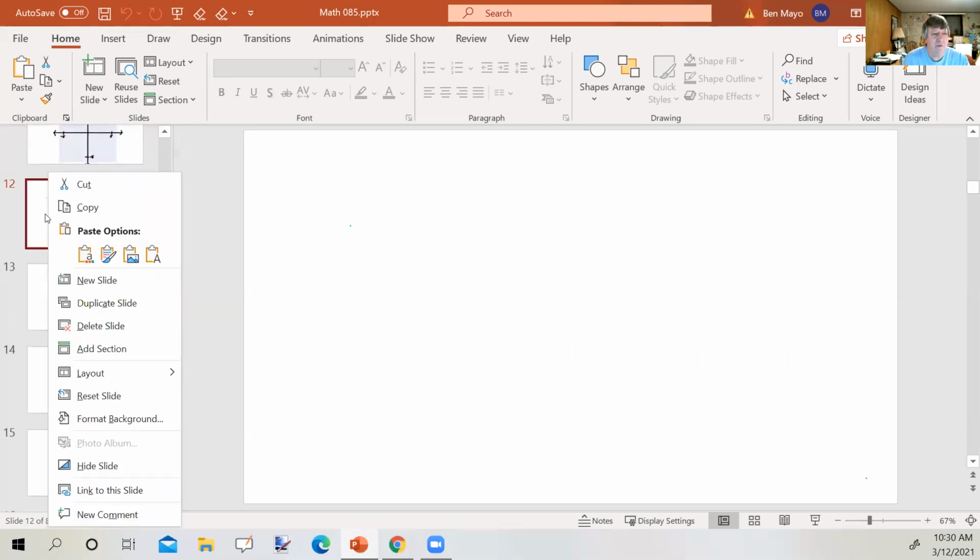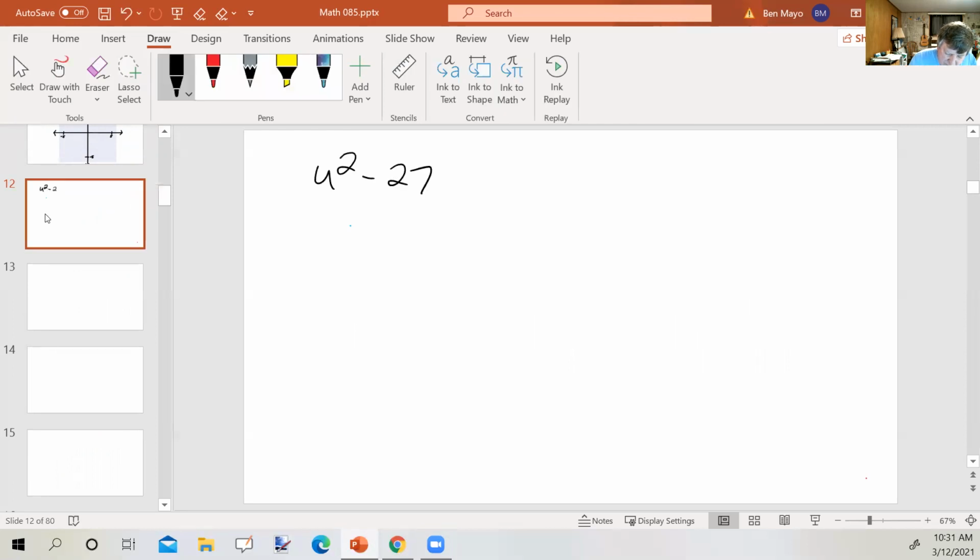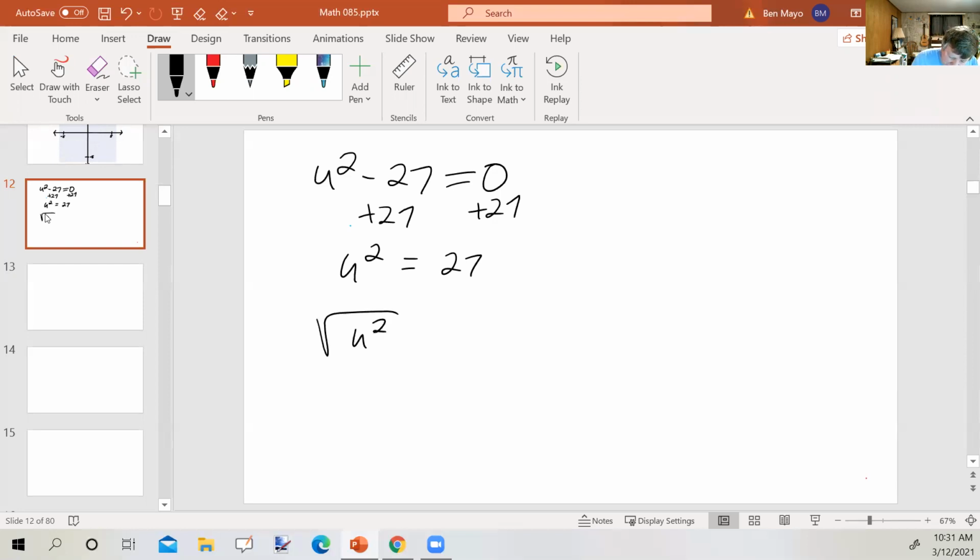And we're going to start off with something called the square root property. So if we have an equation like u squared minus 27 equals 0, for the square root property, we want to get a perfect square on one side of the equation where the variable is involved and a constant on the right side of the equation. So for this equation, I'm going to add 27 to both sides of the equation. I now have a square on the left side containing a variable and a constant, or just a plain number, on the right side. Next step is to take the square root of both sides of the equation.